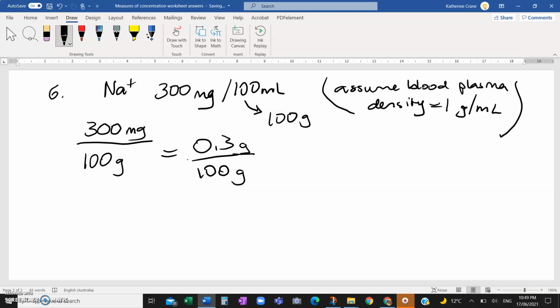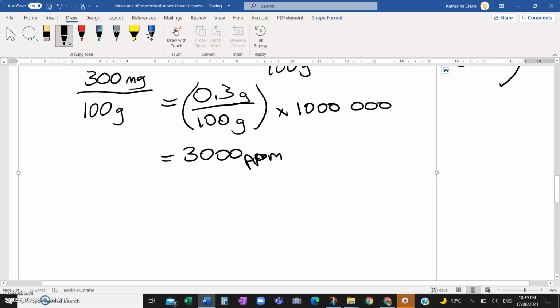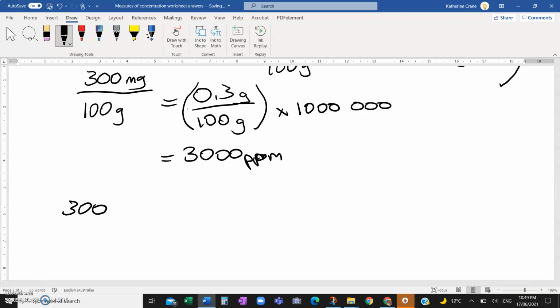And then if you were to do that, and do that method from above, times it by 1,000,000, you should get the answer 3,000 parts per million. Now I did this my little other way because that's just my brain working, and I did this way: 300 milligrams and 100 grams.